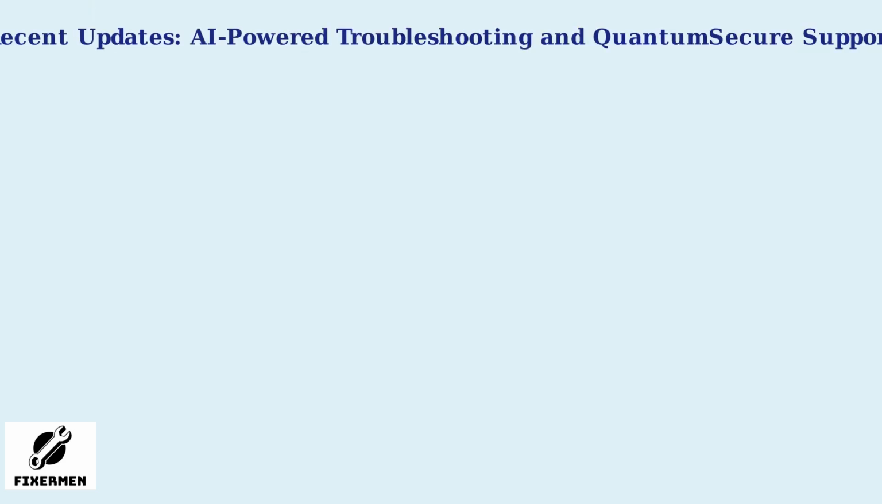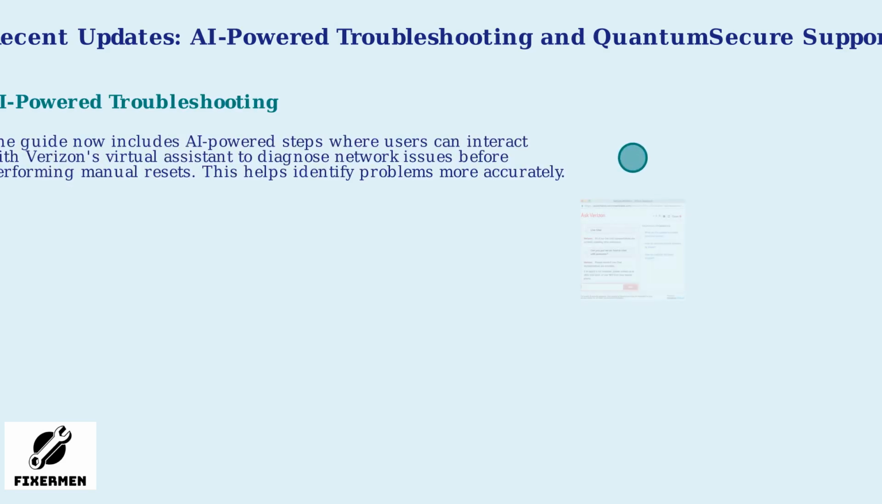The Verizon Reset Network Settings Guide has been recently updated with advanced features. First, it now includes AI-powered troubleshooting steps that allow users to interact with Verizon's virtual assistant to diagnose network issues before performing manual resets. This intelligent approach helps identify the root cause of problems more accurately, potentially avoiding unnecessary resets.